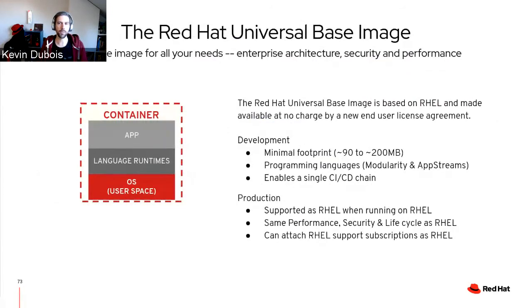The Red Hat Universal Base Image is a base image that's based on RHEL, of course. That's available for everyone at no charge. It has a minimal footprint and has been tested and stabilized by Red Hat. So it's a great starting point to build your applications on top of. There are UBIs, Universal Base Images, for Python, for OpenJDK, and so on and so forth as well.